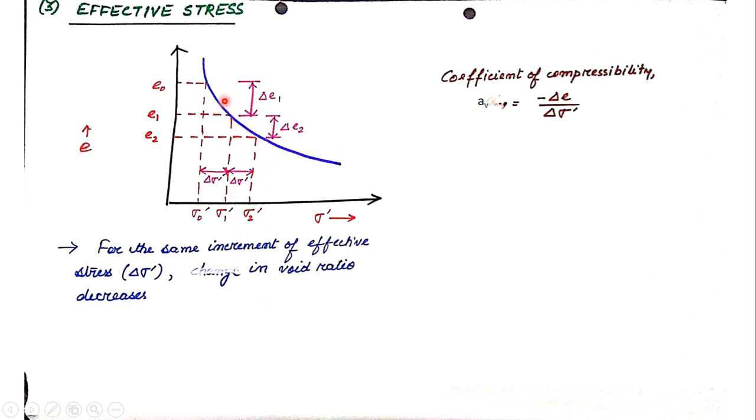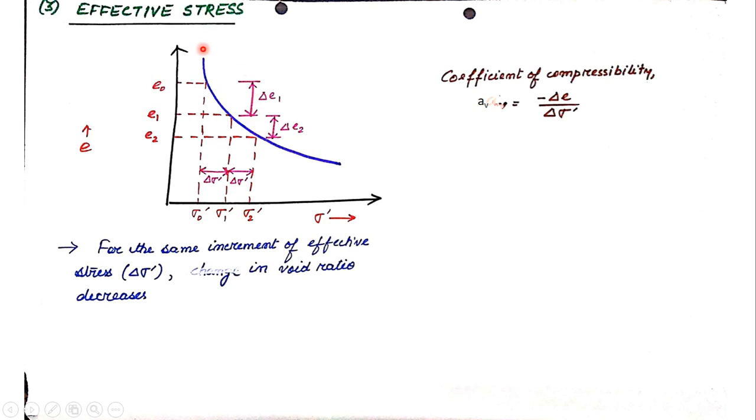Firstly, for the first time it decreased by an amount of del e1, but for the second case it decreased by an amount of del e2. So the change of void ratio decreases for the same amount of increment of effective stress.